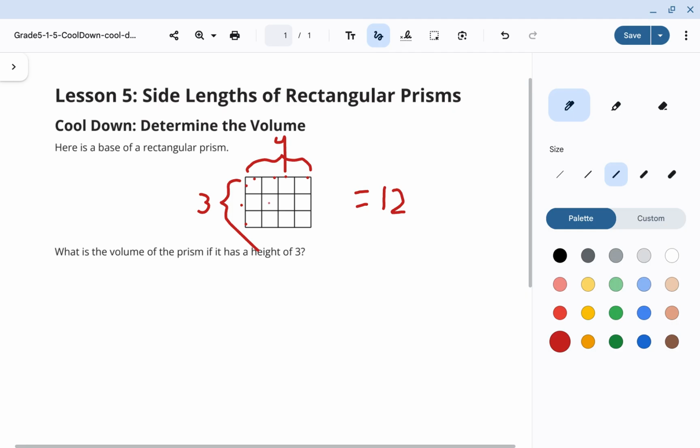Now, the information that we're given down below, this says, what is the volume of the prism if it has a height of 3? So now I know that that bottom layer that has 12 cubes is going to be repeated for a middle layer and a top layer in addition to the bottom layer. So really, from the information that we're given down below, this idea of the height of 3, that's what tells me that really that 12 is going to be multiplied by 3.